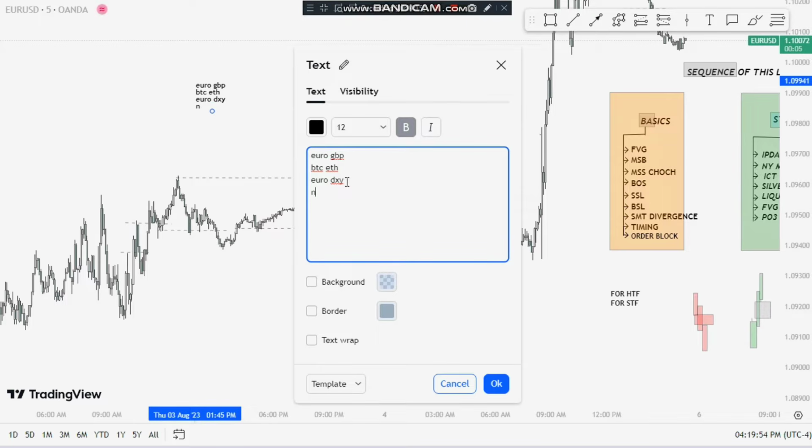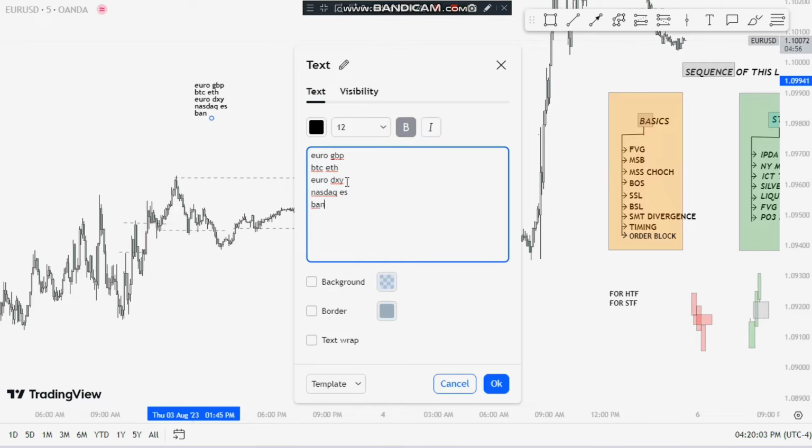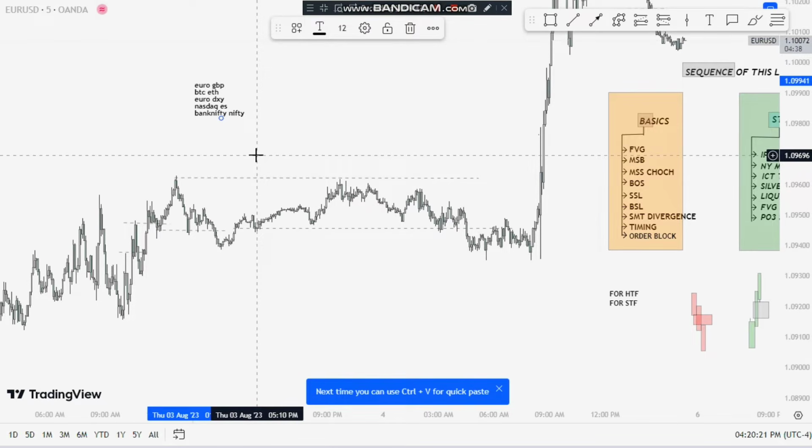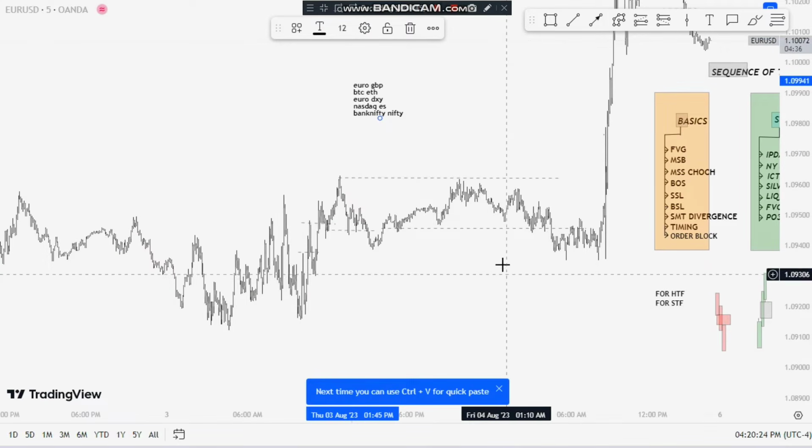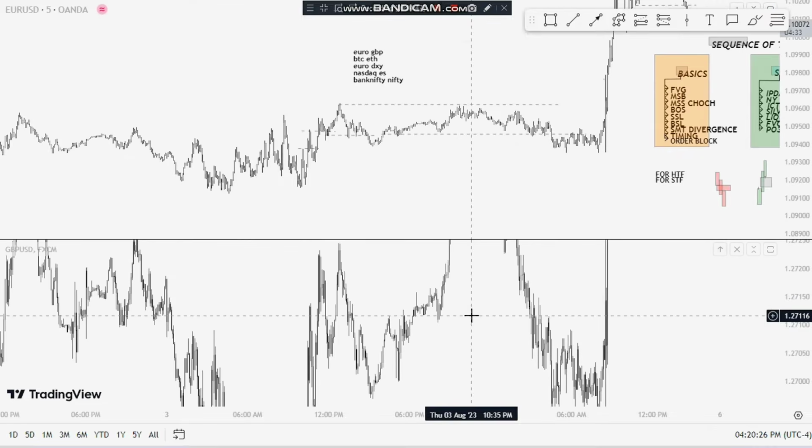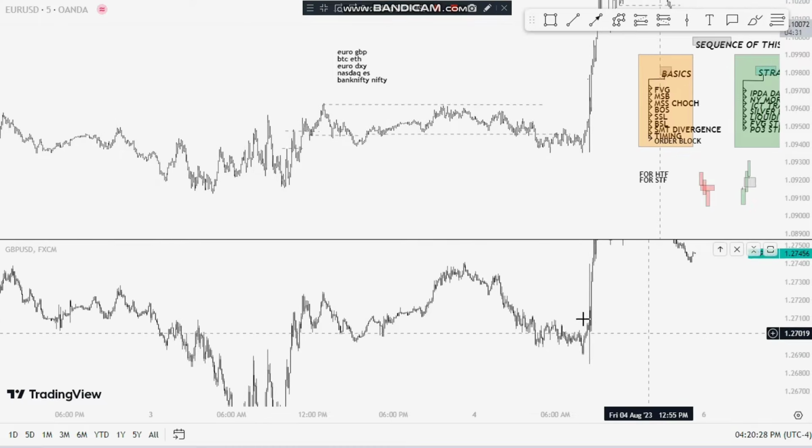Similarly, in indices, there are Nasdaq and ES or SPX. They are directly related. Now, if you trade Bank Nifty, its correlated pair is Nifty. Okay, so there are some pairs. I will give it in the description too. I will mention all these pairs. So how do you trade the SMT divergences? I will show you the example of this Euro and GBP, okay.